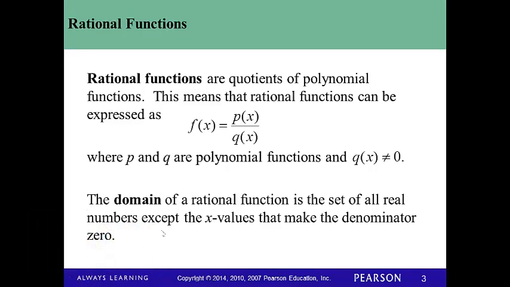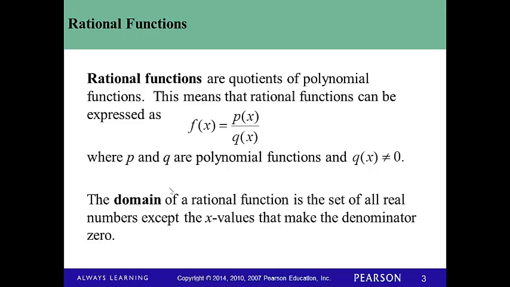A rational function is a quotient of polynomial functions. So your numerator is a polynomial, your denominator is a polynomial, and obviously the polynomial in your denominator should not equal 0 since we cannot divide by 0.